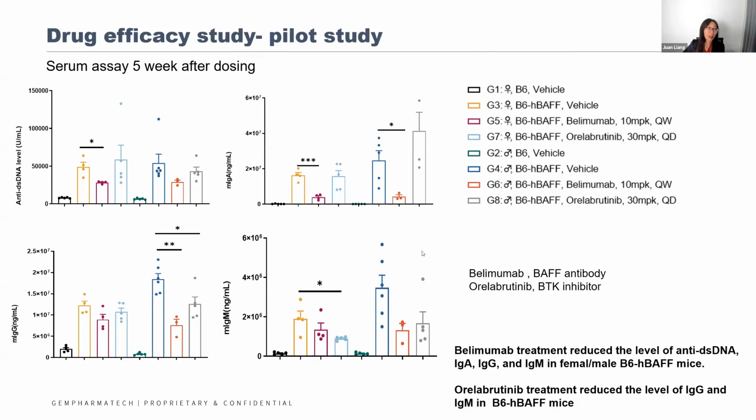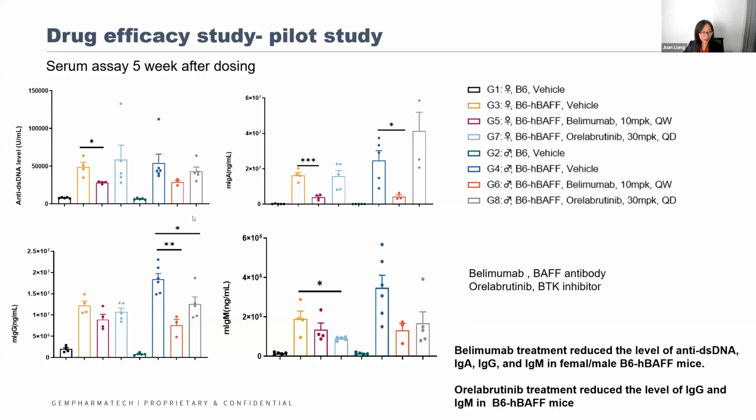In the applied drug efficacy study, we used BAFF antibody and a BTK inhibitor to treat the BAFF TG mice. The first four groups are female mice, and the other four groups are male mice. The first is B6 mice, then the BAFF TG mice, the BAFF TG mice treated with BAFF antibody, and the BAFF TG mice treated with BTK inhibitors.